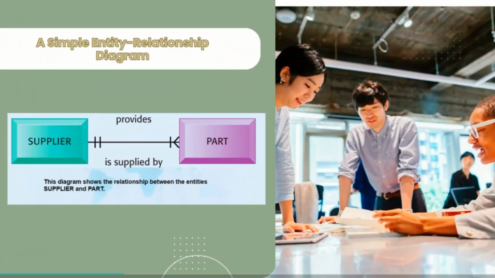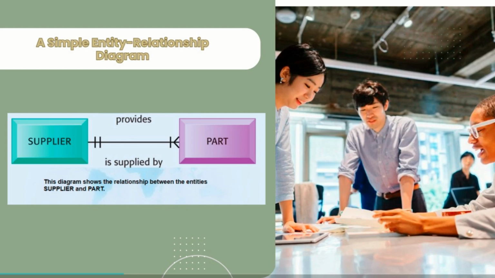A simple entity relationship diagram. This diagram shows the relationship between the entities supplier and part. The supplier entity represents the suppliers or vendors who provide parts or products. The part entity represents the individual parts or products that suppliers supply. The diagram shows the type of relationship that exists between supplier and part.